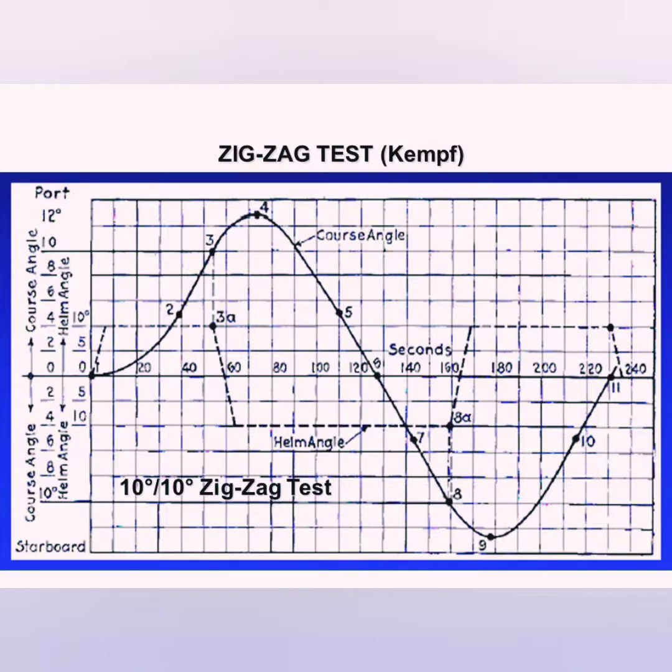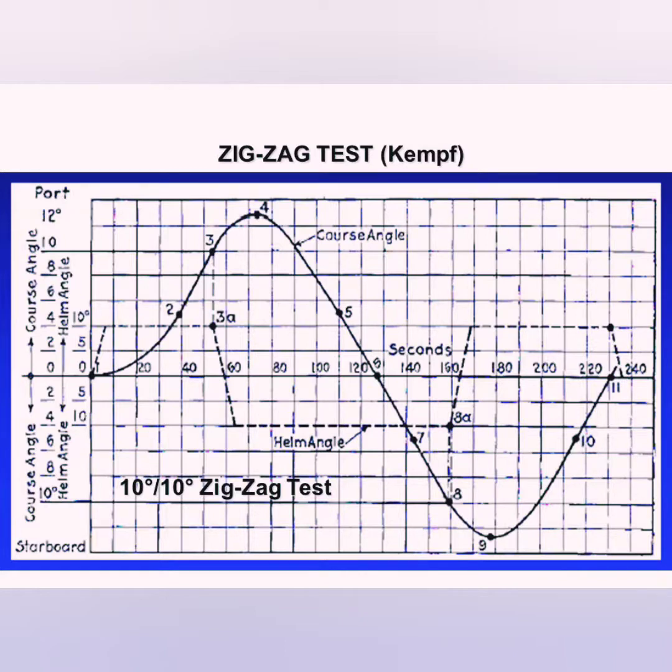Once at point number 3, when the course has changed by 10 degrees, the helm angle is reversed to the starboard side. And as you can see, the course continues to change until point 4, where the rate of turn is now 0. And after this point, because of the counter helm, it starts going to the starboard side now. And now helm is maintained on the starboard side until the course becomes again 10 degrees on the starboard side from the original course.